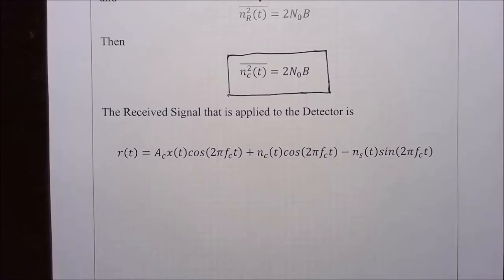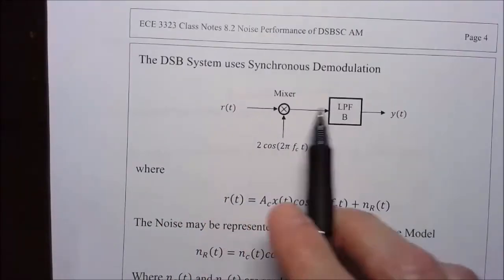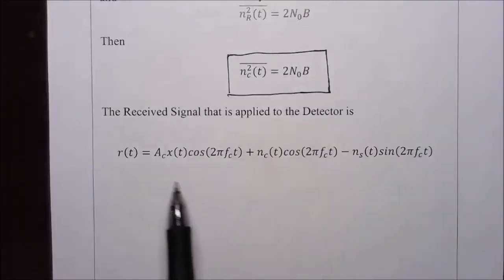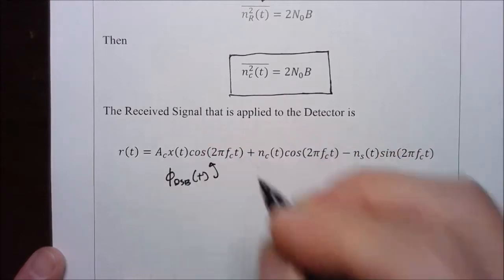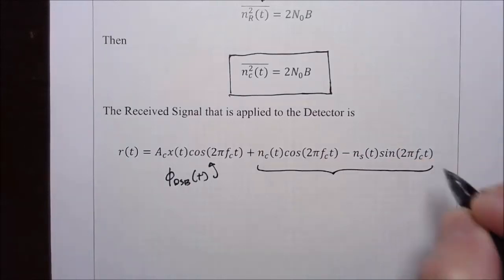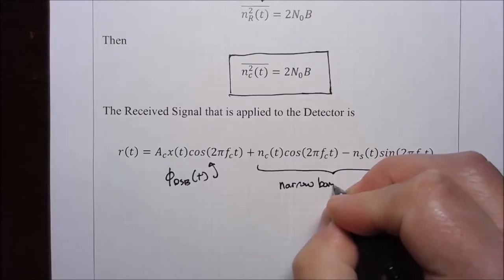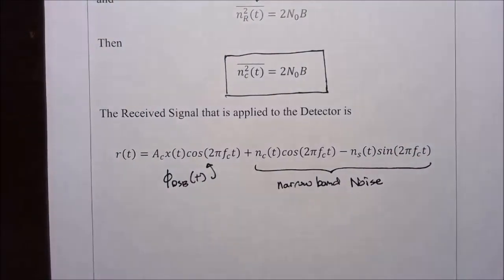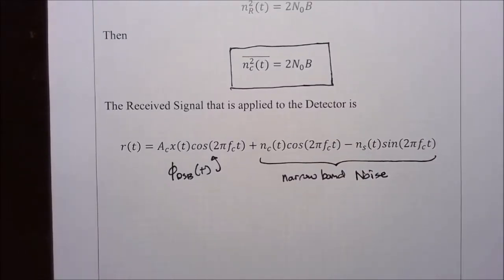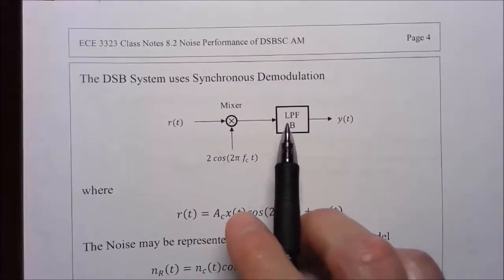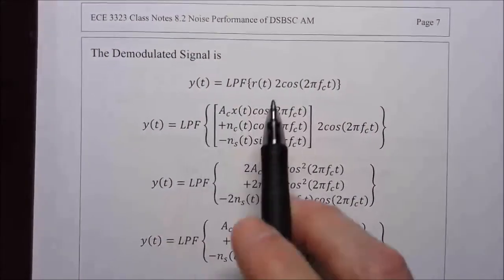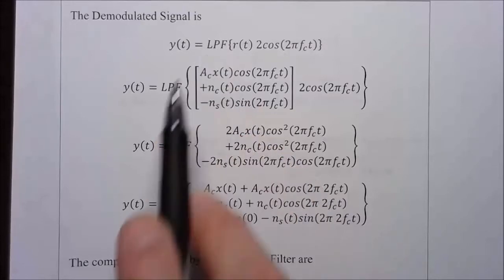So we're back now. I'm looking at the signal that is applied to the mixer and then passed through the low pass filter. This signal R of t that is applied to the mixer is the double sideband AM signal. So this is phi double sideband of t, this portion of the signal, and this is the narrowband noise that is passed through the bandpass filter, and this will give us the total signal that is now mixed with a replica of the carrier and then passed through the low pass filter. So for the demodulated signal, we take the received signal, and we multiply it by the replica of the carrier, and then we low pass filter the result.